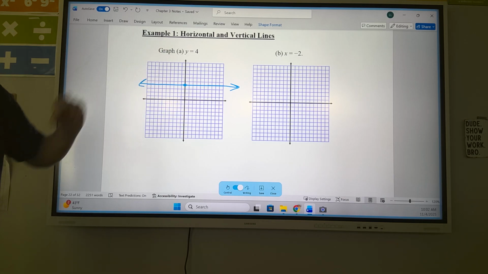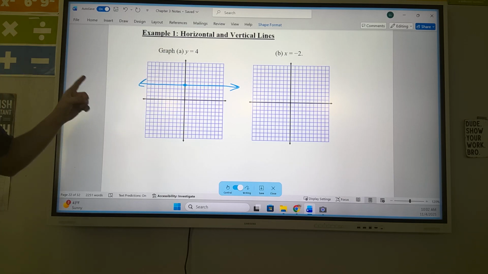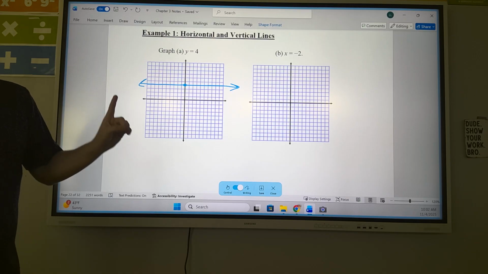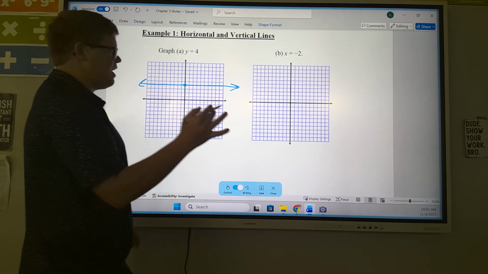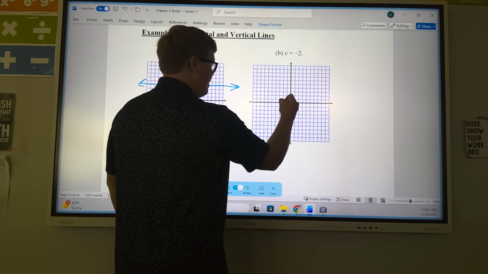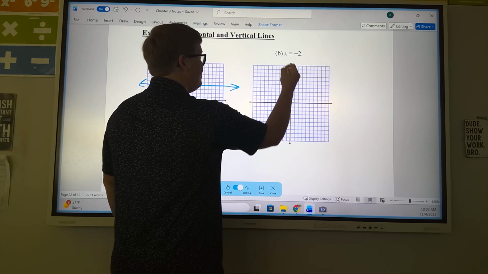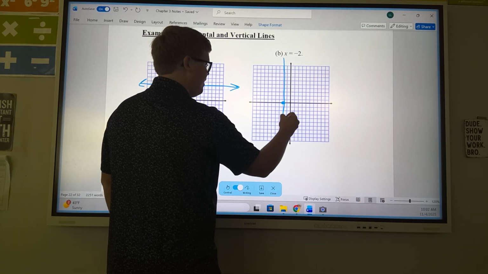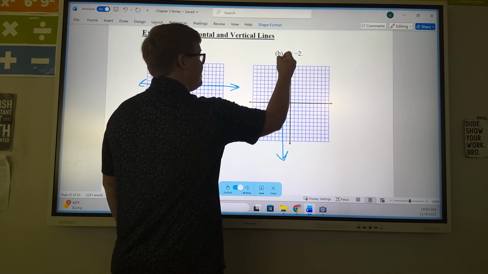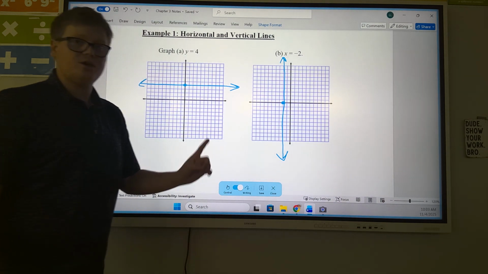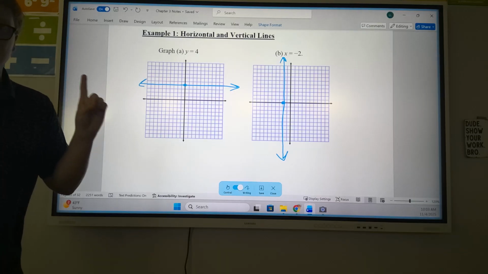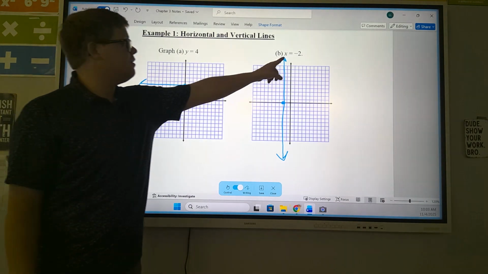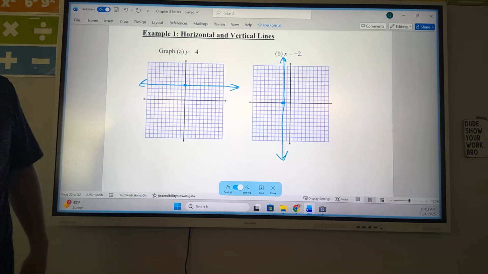Same thing goes for x equals -2. It's crossing the x-axis one time at -2. So we have to go to the x-axis, we have to go left 2. Make our dot at -2 and draw a straight vertical line. And again, it has to be a straight vertical line because it's only crossing the x-axis at one point. And that point is defined at -2.